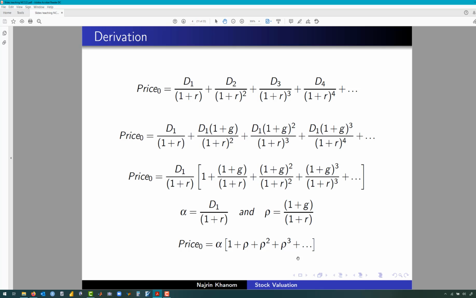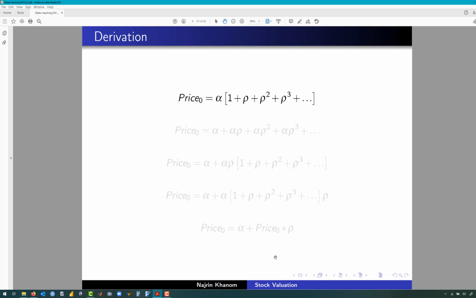So if you could take a snapshot in your memory of this line, if you go to the next slide, you'll see that's where we start. So this is what the price of a stock looks like. It's alpha times 1 plus rho plus rho squared plus rho cubed, and then it goes on with rho to the power 4, 5, and so on. Right? So this is the price of a stock. This is what it looks like with a constant growth rate.